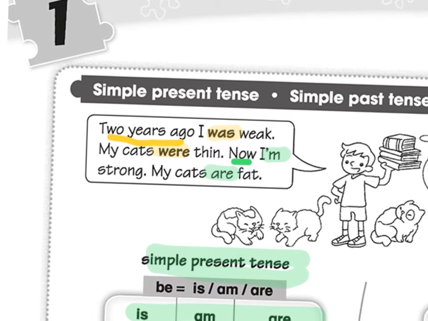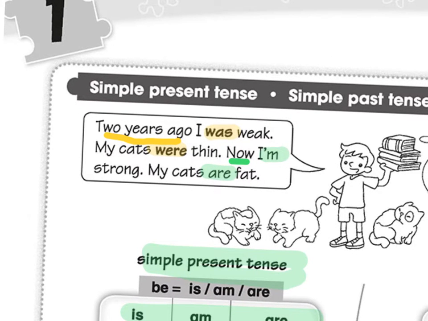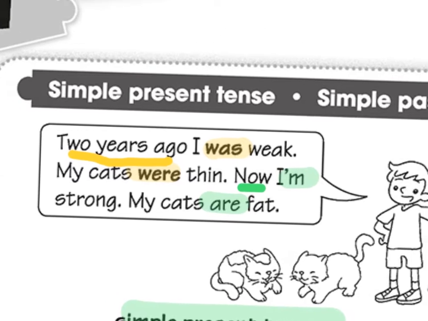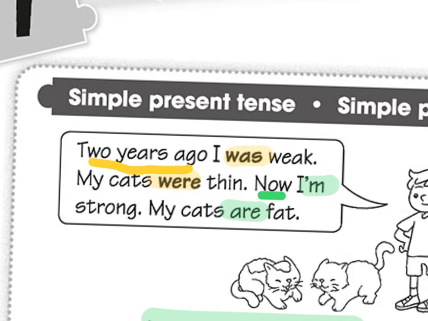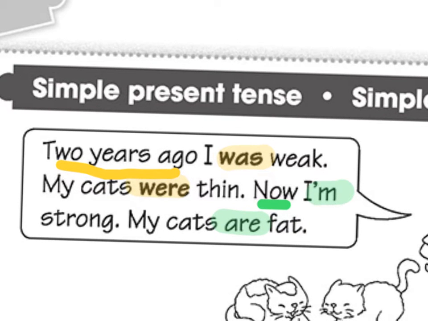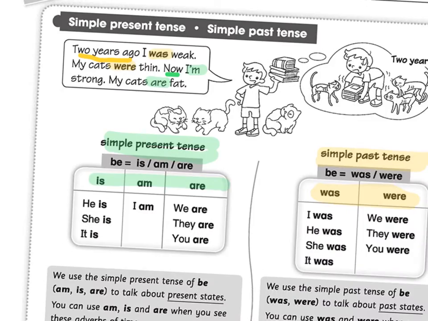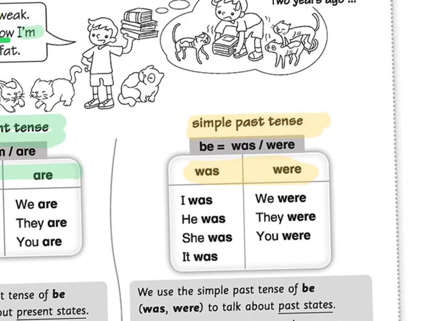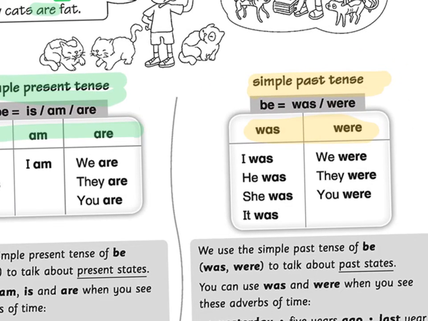So you can see that the verb to be has a different form in past tense and present tense. Like in present tense, when we talk about now, we use I am, my cats are. Okay, we use are here because we have plural cats, more than one cat. And when it is past tense, you use I was sick. My cats were thin. And for the verb to be, present tense, we have is, am, are. And past tense, you have was and were.